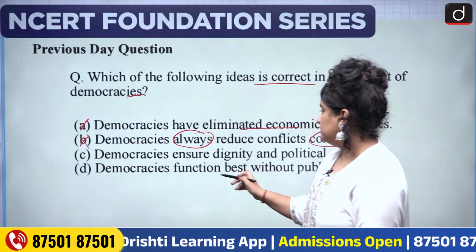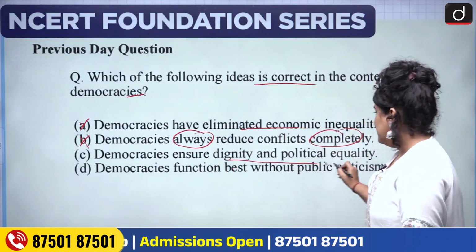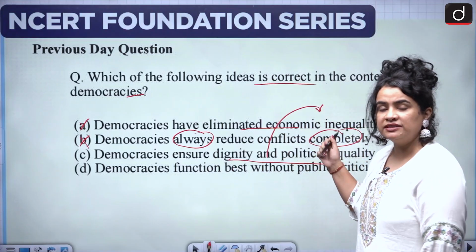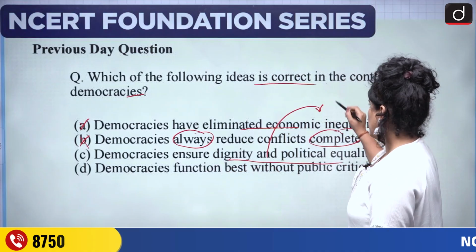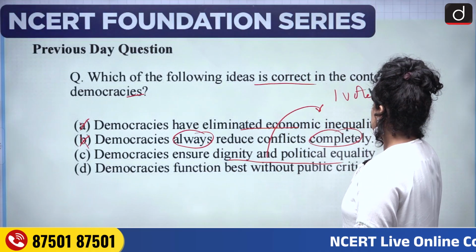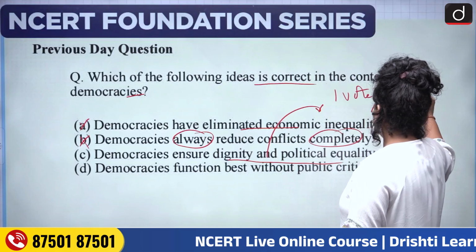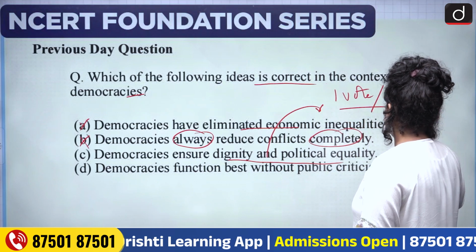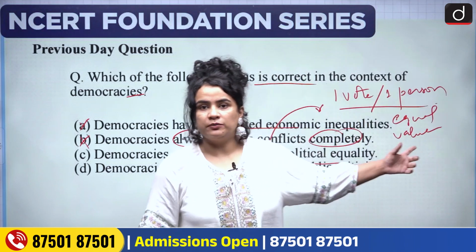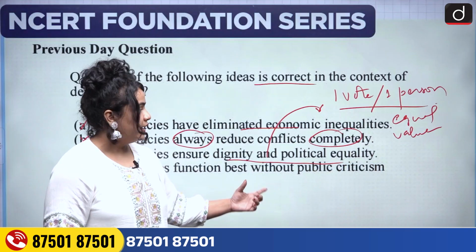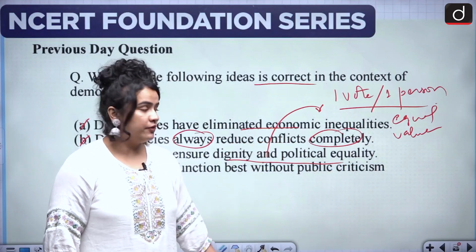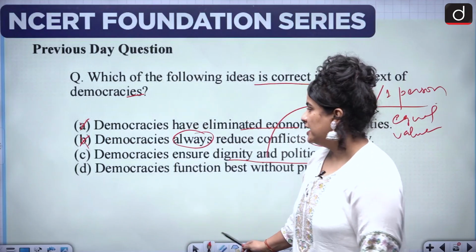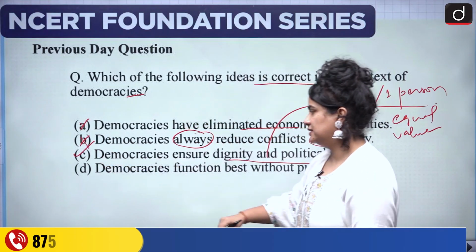Option C says democracies ensure dignity and political equality. Well, this we have discussed quite a few times. Whenever we talk about democracy, we are talking about one vote, one person, and every vote to have equal value. So while we are talking about democracy, we are always talking about how everybody's vote has equal value, and this ensures political equality as well as dignity. So here we have a correct answer.